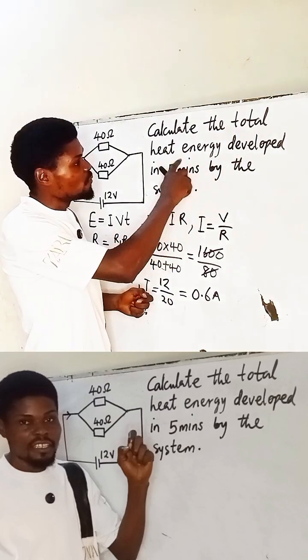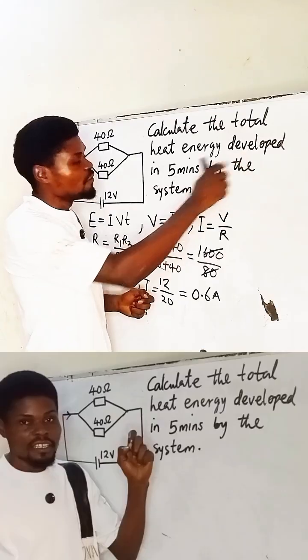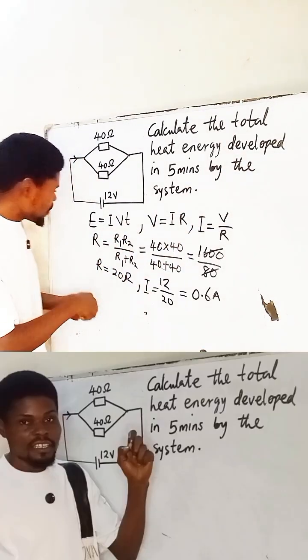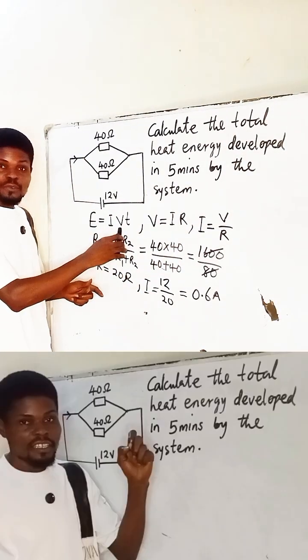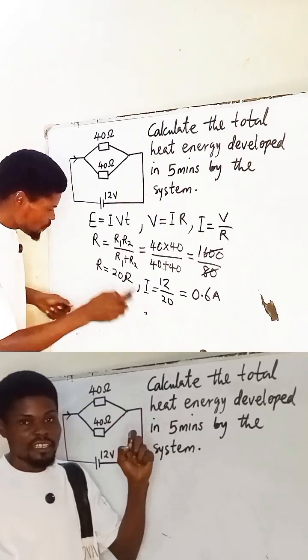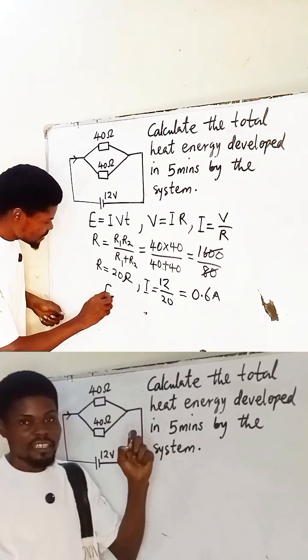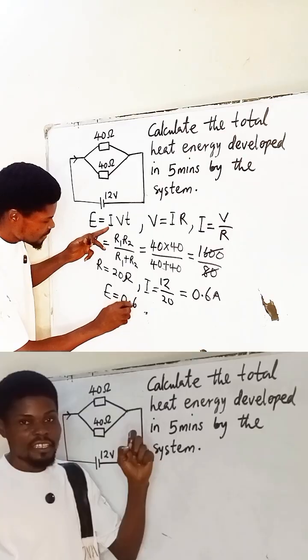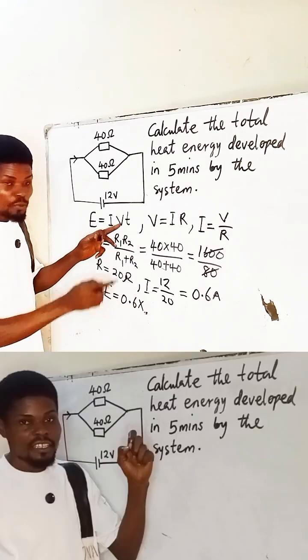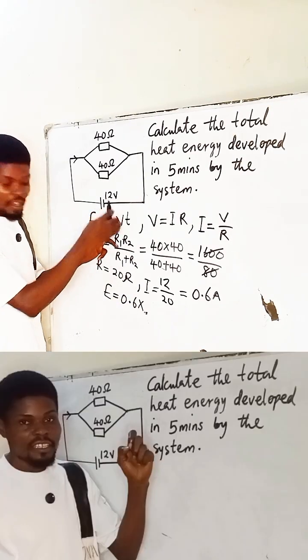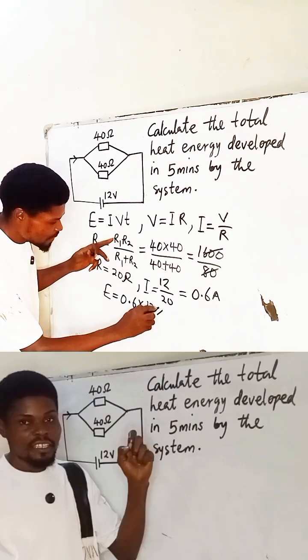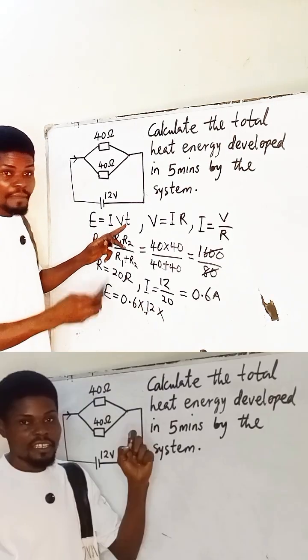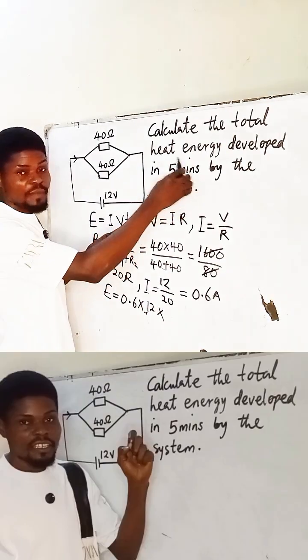Then, after finding the current, the next thing we're going to do is to find what we were told to find, which is to calculate the energy developed, the heat energy developed, which we have given the formula to be equal to IVT. So going further, we have that our energy is equal to I, which is 0.6, then multiplied by V, which is the voltage. We have it as 12 here. So we have 12, then multiplied by the time. The time in this case is 5 minutes.